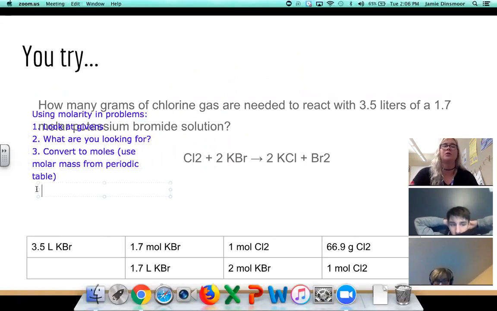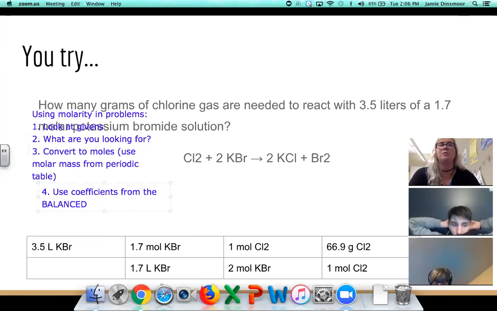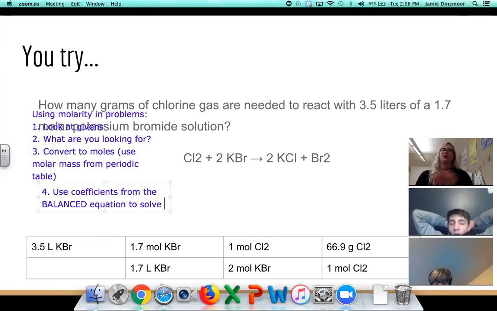So convert to moles. Use the coefficients from the balanced equation to solve. But those are the main steps. What are you looking for? What are you given? Convert to moles. Use the coefficients from the balanced equation to solve.